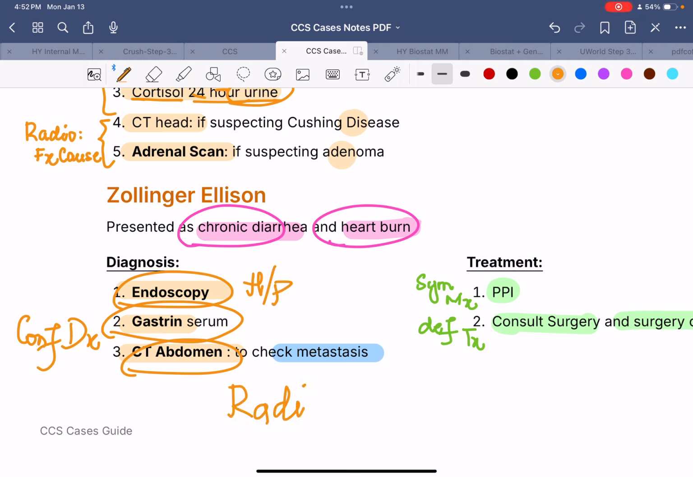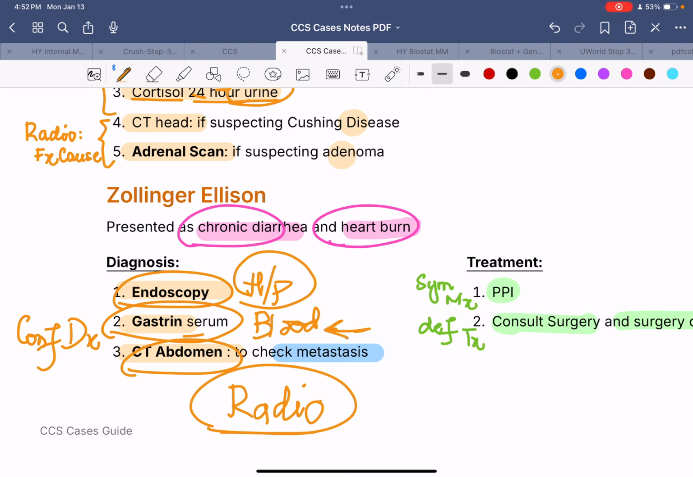So remember that I said that whenever we have any sort of tumor or cancer, our goal is that we can do some sort of blood test, then some sort of histopathological diagnosis, and some sort of radiological diagnosis. So this absolutely fits over here: gastrin per se is not a tumor marker, but it is raised in the blood in cases of gastrinoma. So in the blood, you're going to do serum gastrin. For the histopathological diagnosis, you can do an endoscopy, and if the tumor is in the duodenum, you can do a histopathological diagnosis. And then for the radiology, you can do a CT abdomen in order to look for mets, right?